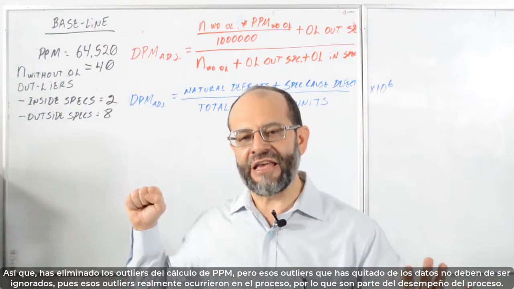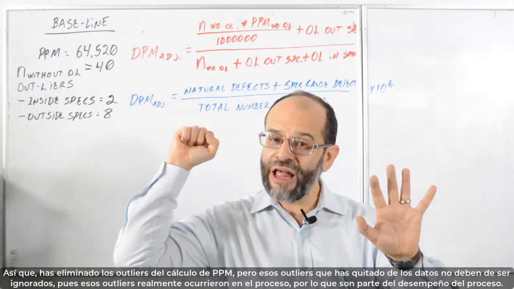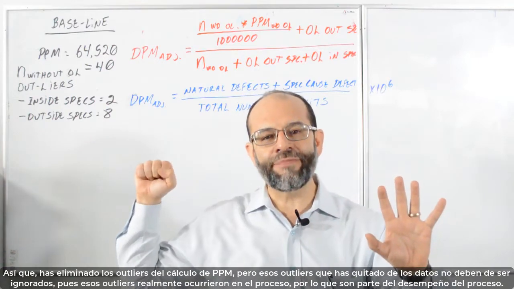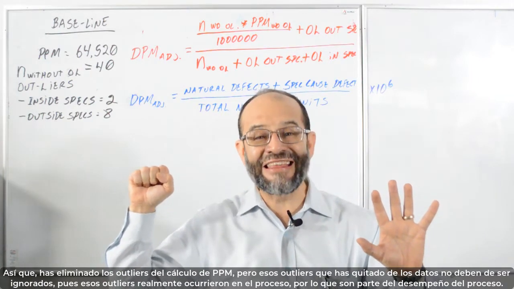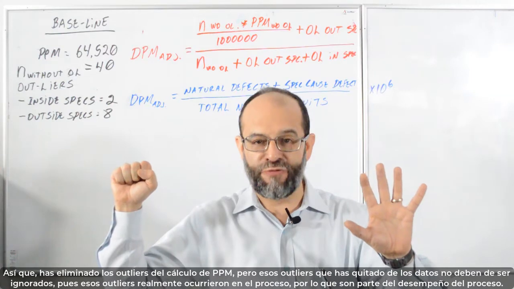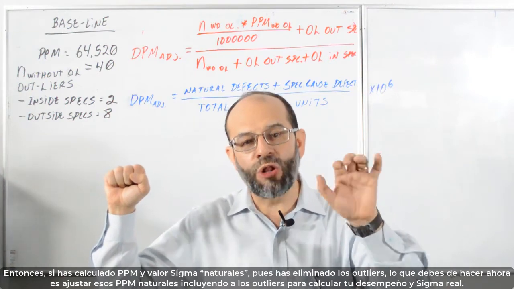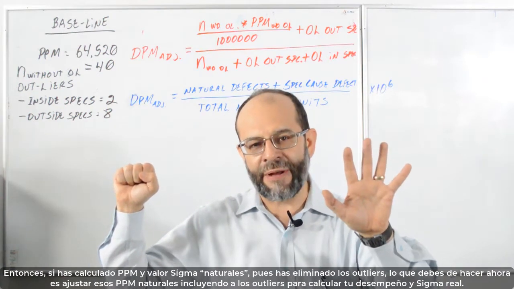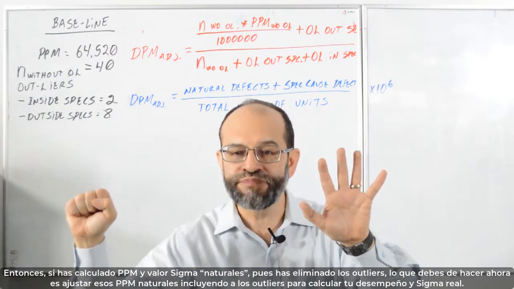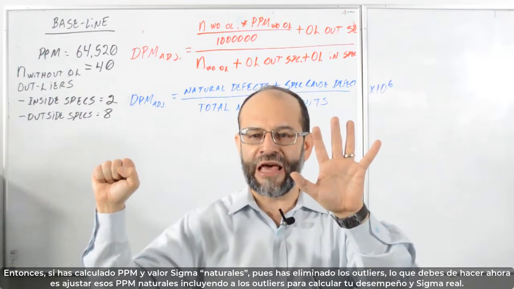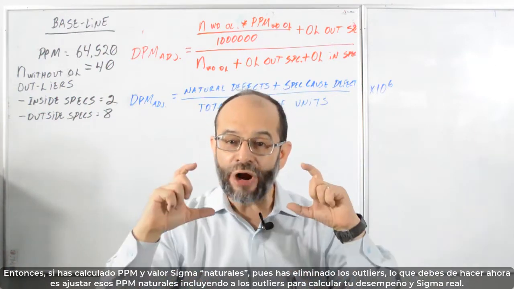So you have eliminated your outliers from your PPM calculation, but those outliers that you have removed from your data should not be ignored, because those outliers were real. If they did happen in the process, that's part of the performance of the process. Then you have your PPM and your sigma, which I call the natural PPMs and natural sigma, but you have removed your outliers. Now what you have to do is adjust those natural PPMs, including the outliers, to calculate your actual performance and your actual sigma.